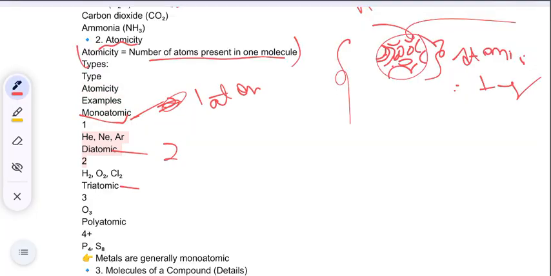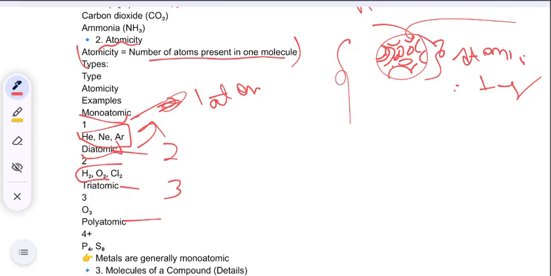Diatomic means two. Tri means three. Poly means four plus, or more than four, we refer to as poly. Now one trick is there to remember all the examples of this, which I have told in my previous video. Some examples are still mentioned here: helium, neon, argon. These are examples of monatomic.